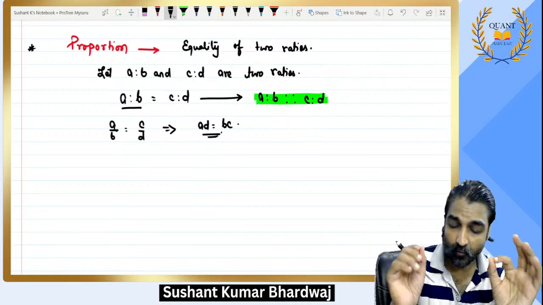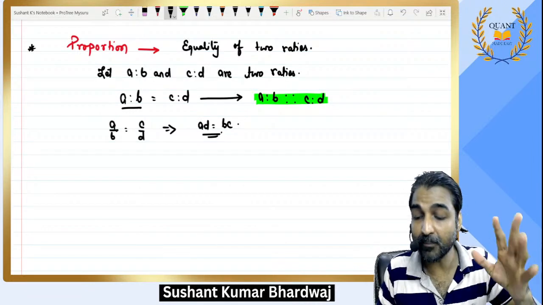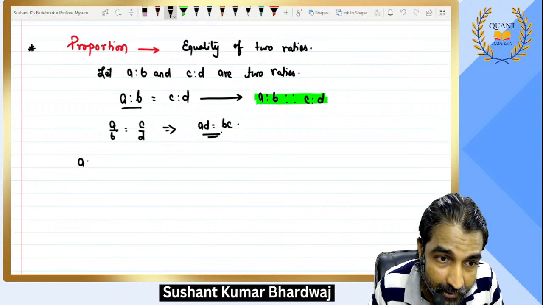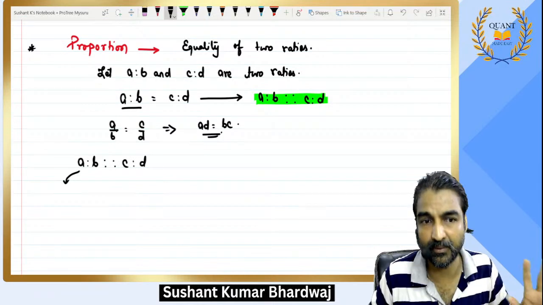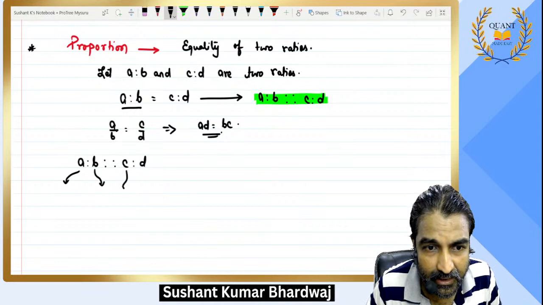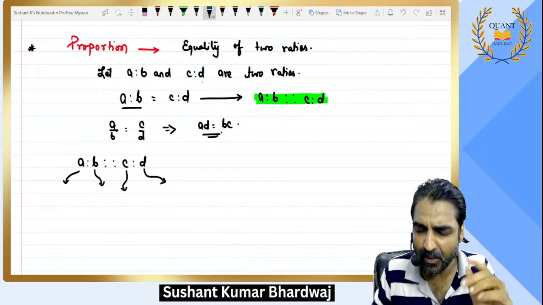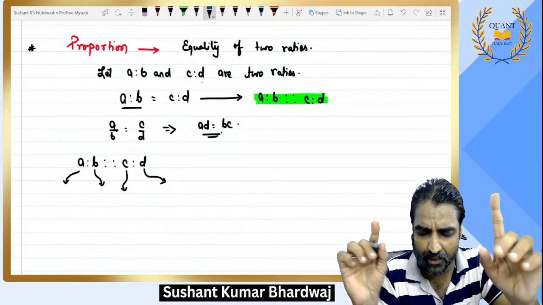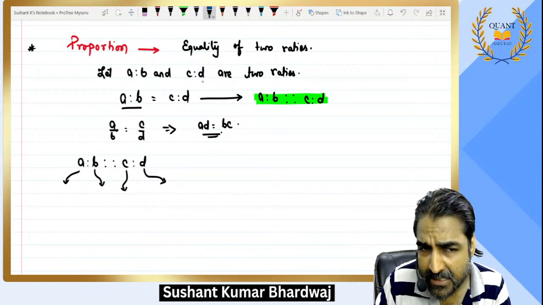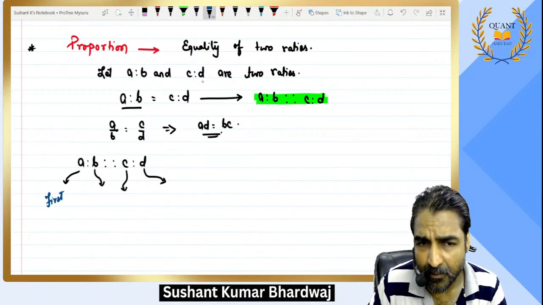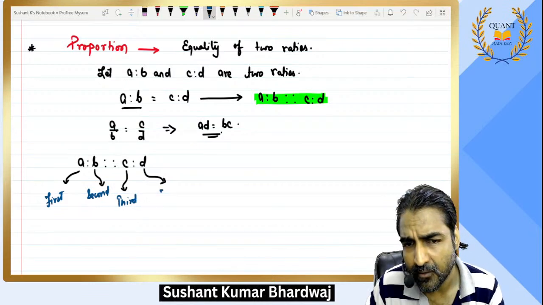Now see what A, what B, what C, what D. How can we represent A, B, C, D? In case we are introducing A is to B proportional to C is to D, remember, A means the first proportion. Clear? Any doubt? A is first. We say A is the first proportion, B is the second proportion, C is the third proportion, and D is the fourth proportion.